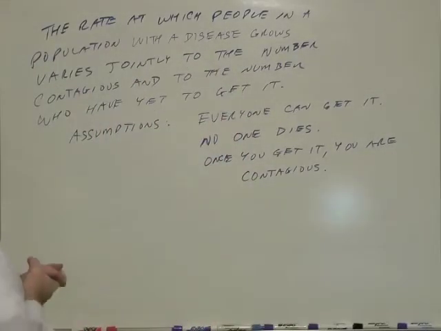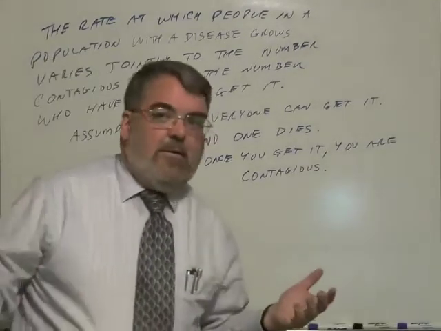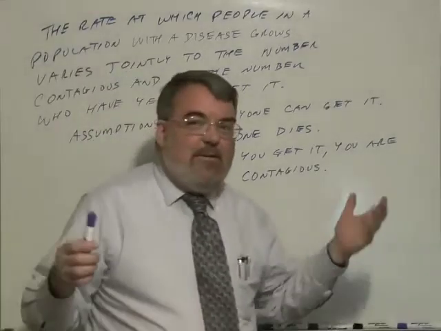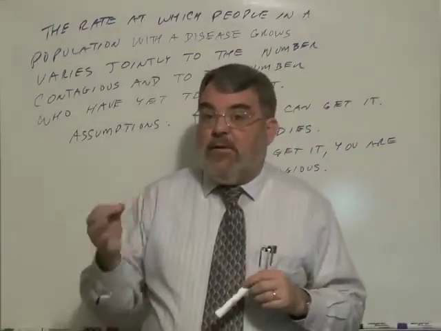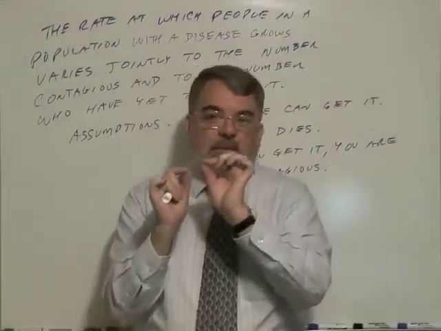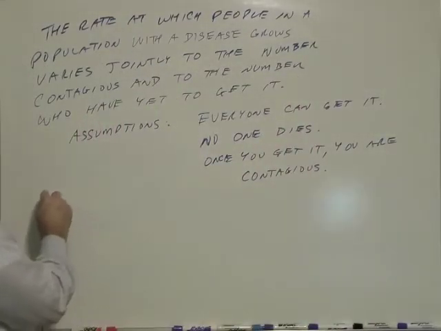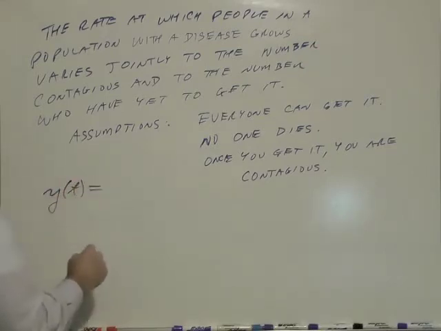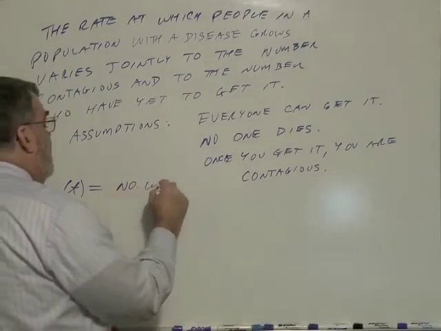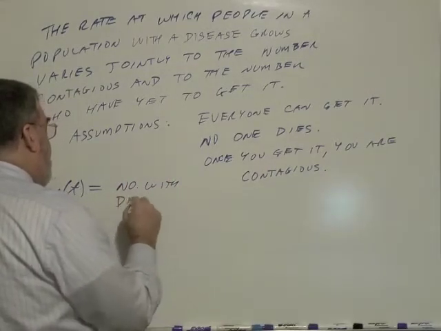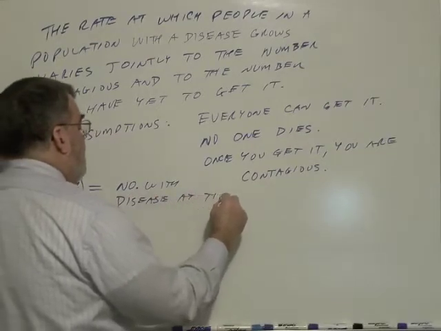Okay, so what does this mean here? It varies jointly. Well, somewhere in your past in an algebra class you probably studied variations: direct variation, inverse variation, joint variation. Joint variation means a product of two or more terms. And so let's suppose that y of t represents the number of people with a disease at time t.